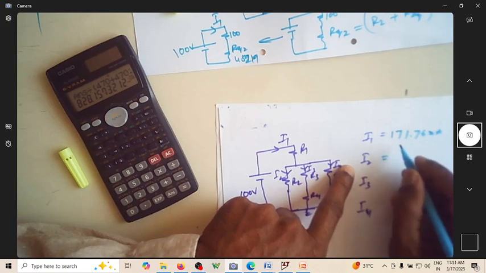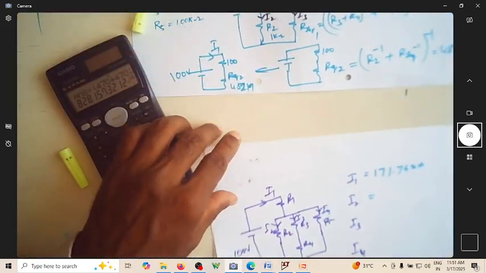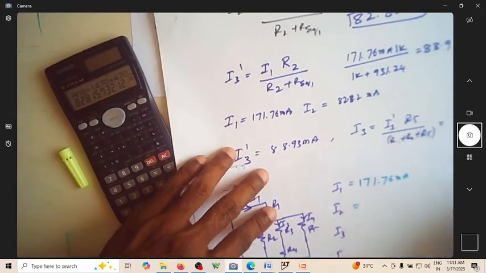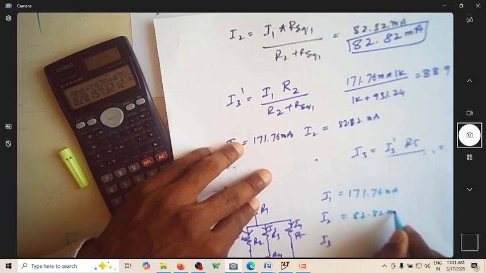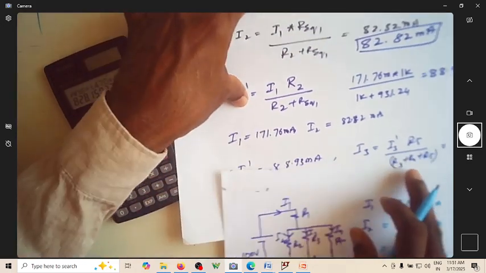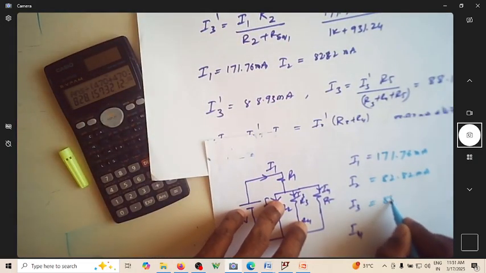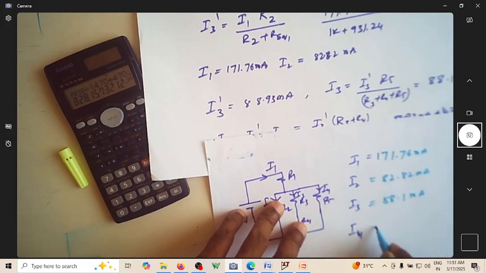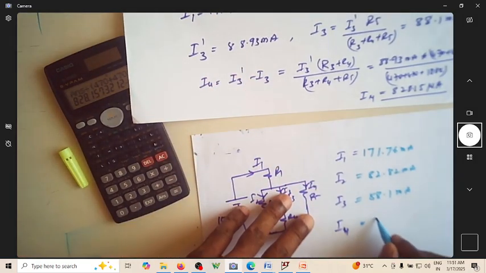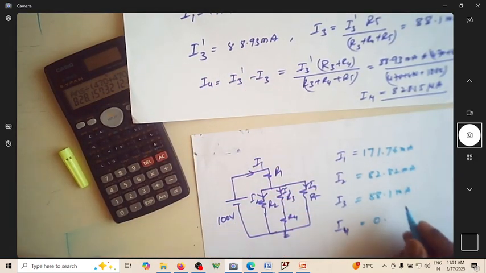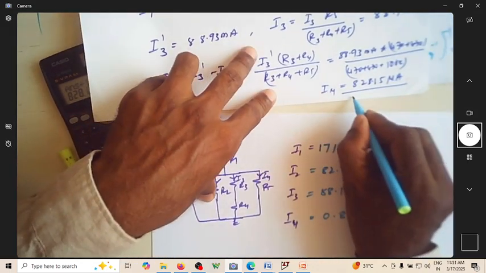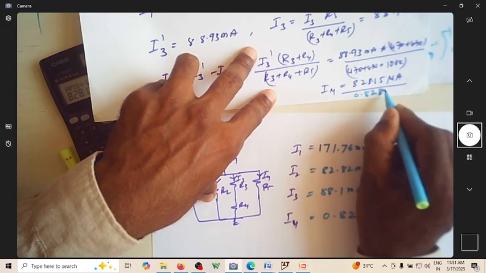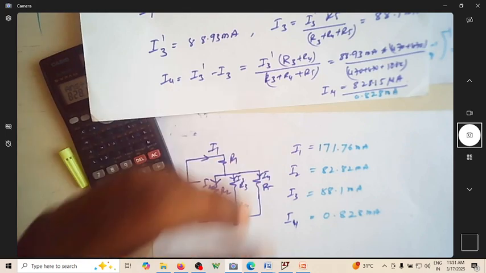I2, where is I2? I2 we found it here, which is 82.82 milliamperes. I3 is 88.1 milliamperes, and this is maybe you can write as 0.0828 milliamperes. So this can be written as 0.828 milliamperes. That's what is 8.8 milliamperes.